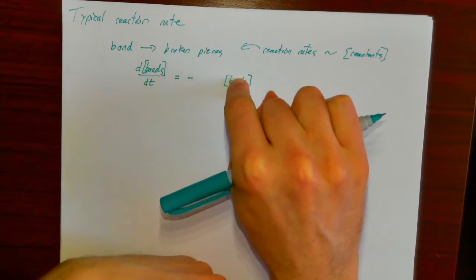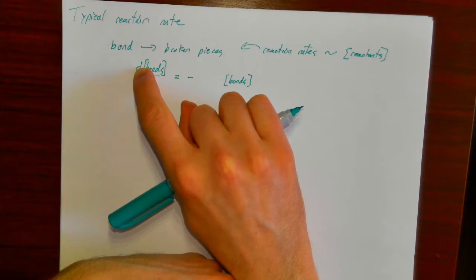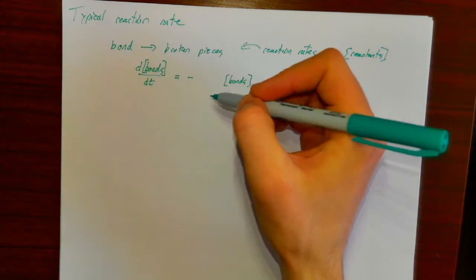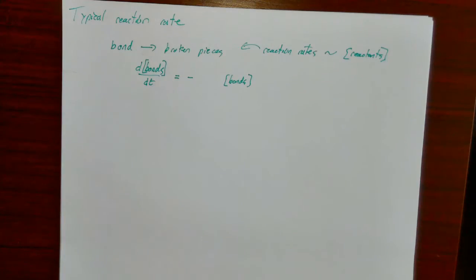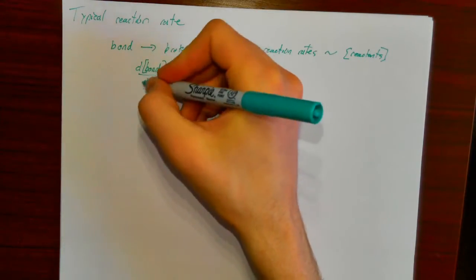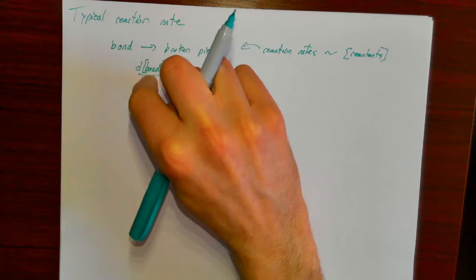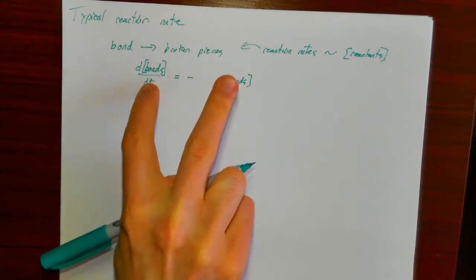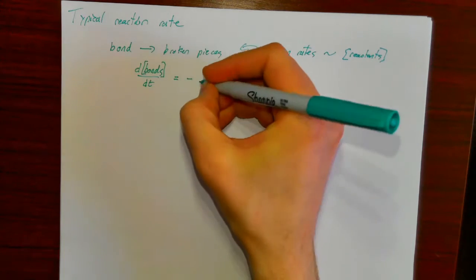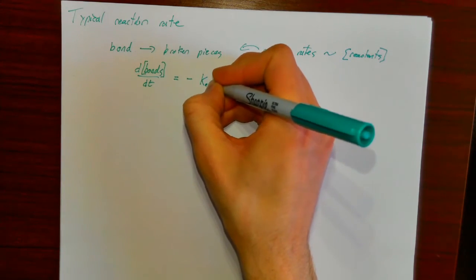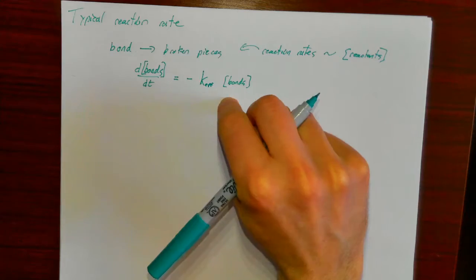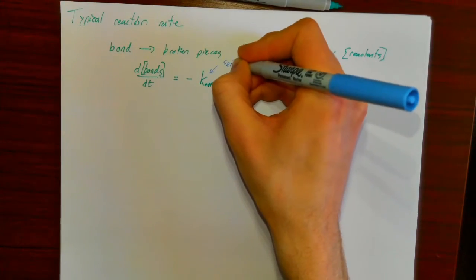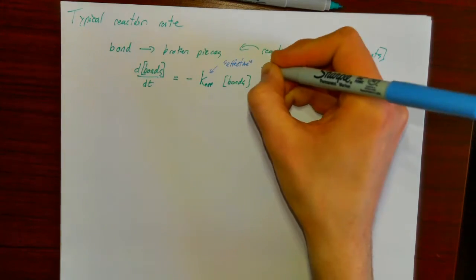The more bonds we have, the faster at any given time one of those bonds is going to become broken. So basically, the time rate of change of bonds is proportional to the amount that we have present, and any time you have something like this, you can put a k effective in the front. So this is what we might call an effective rate constant.